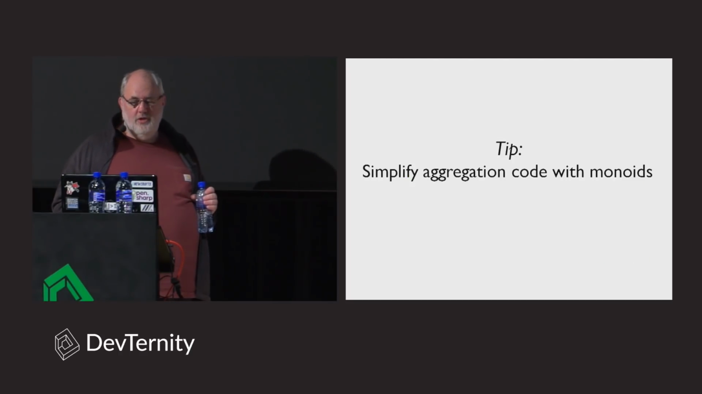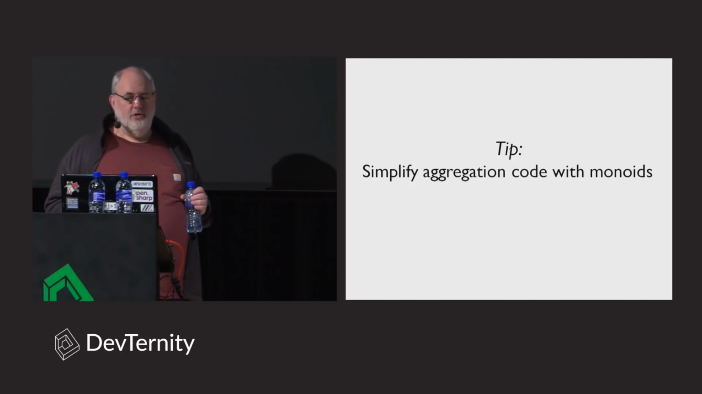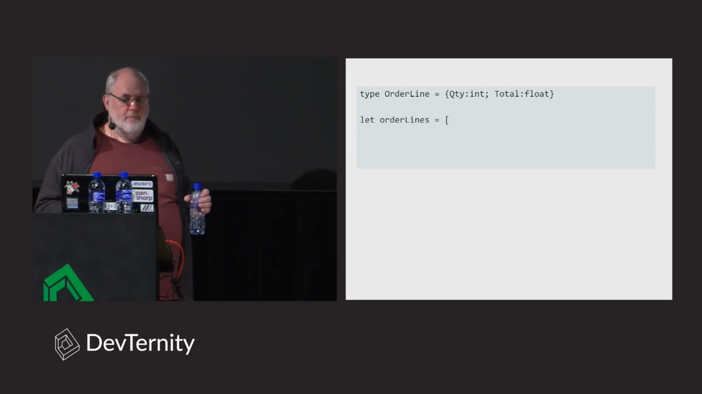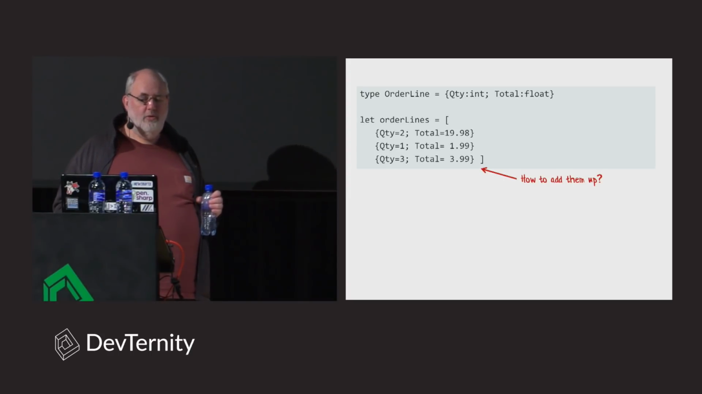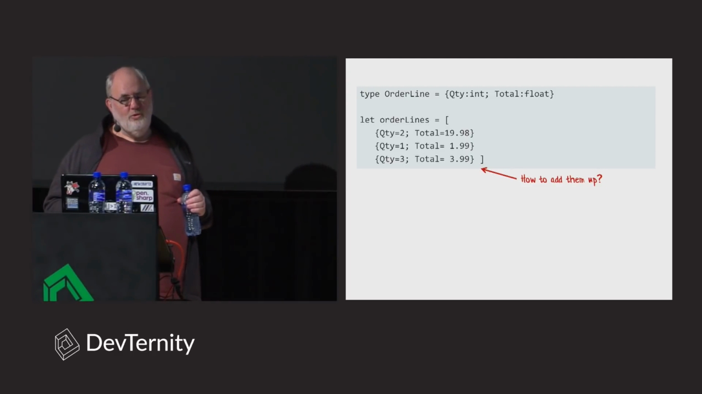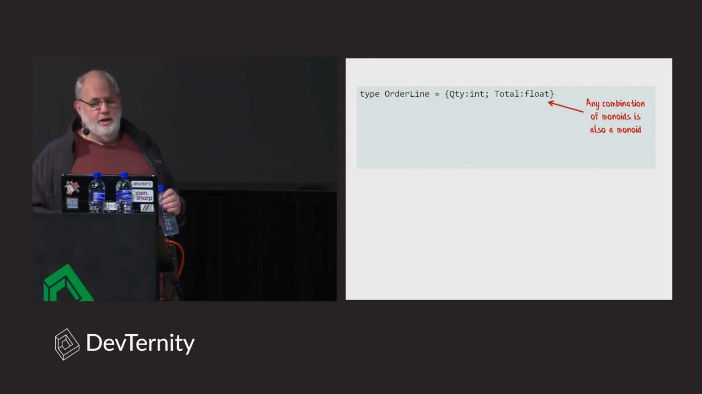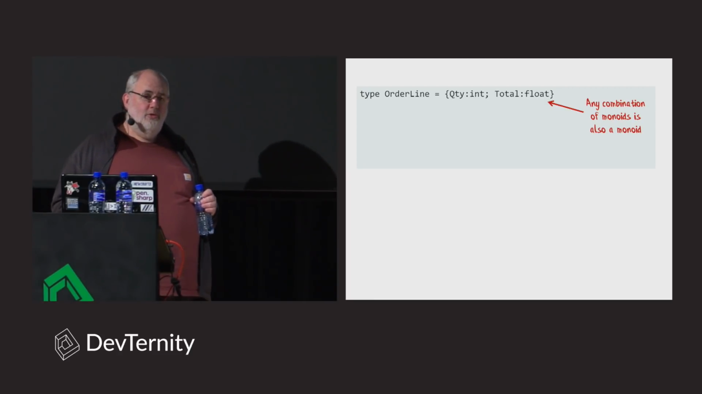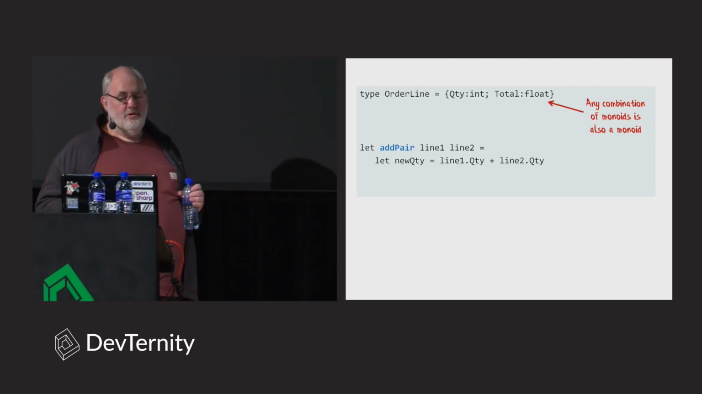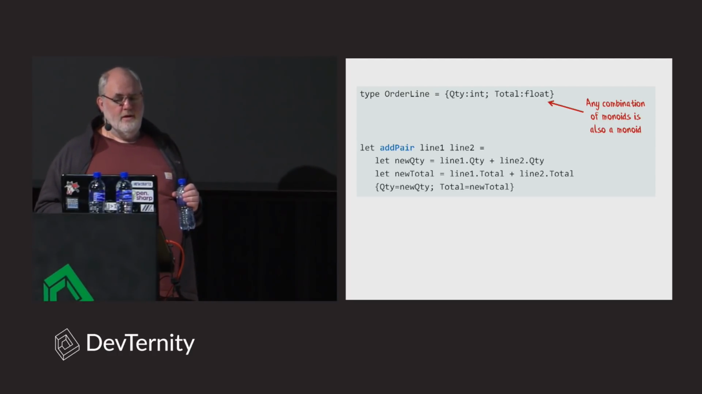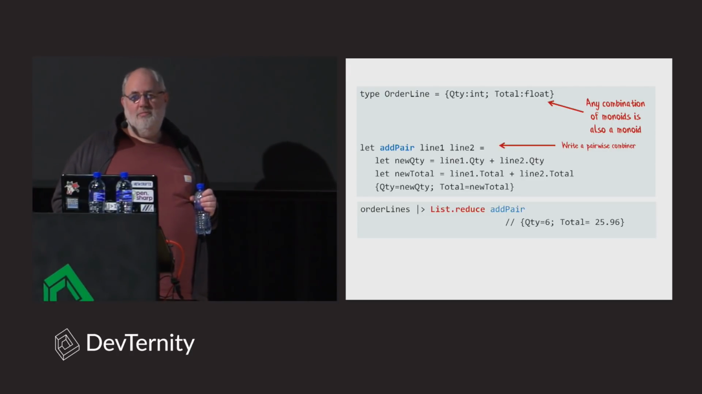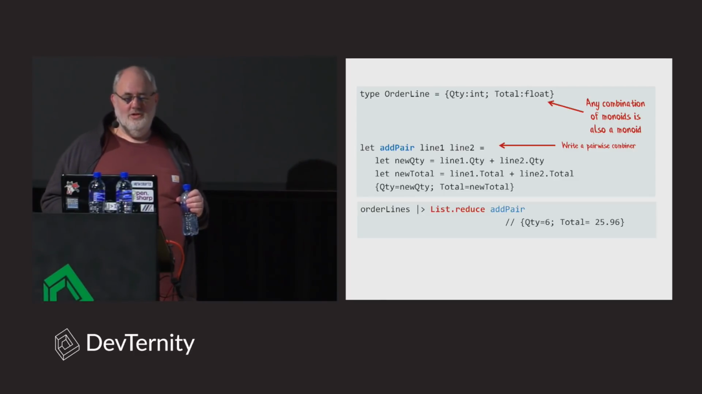Right, so let's look at some examples of simplifying some code with monoids. Let's say I have an order line with a quantity and a total, and I have a bunch of order lines, and I want to add them up. Now I could just write some imperative code to add them up, but if I'm a cool functional programmer, I would say, well, that's interesting. A combination of monoids is another monoid, so let me just write a pairwise operation to combine two things. And now that I have a pairwise operation, I can just reduce the list using it, because that's the cool way of doing it.